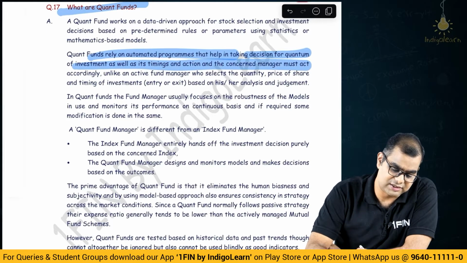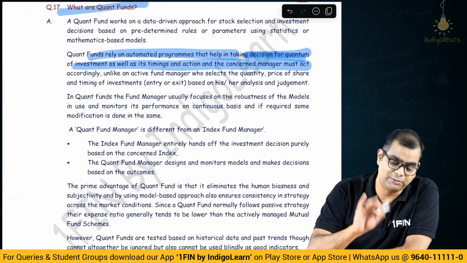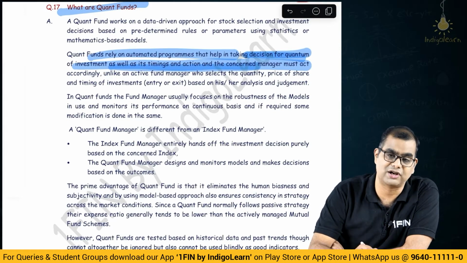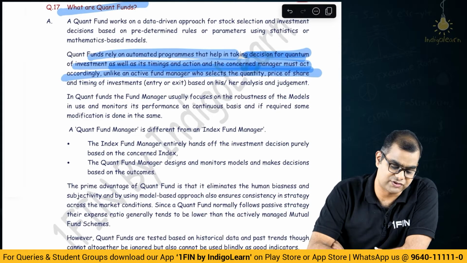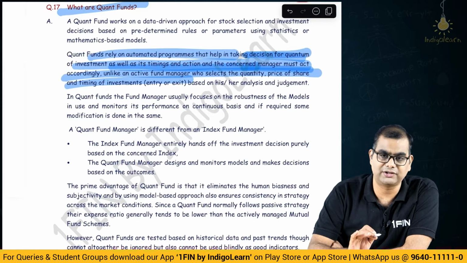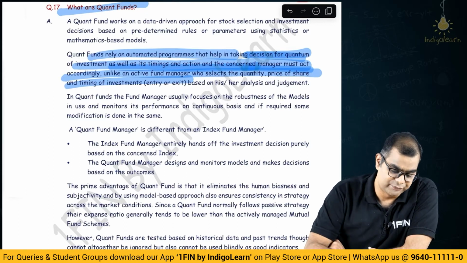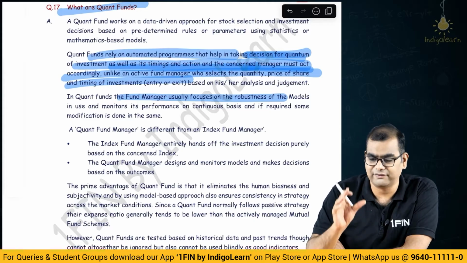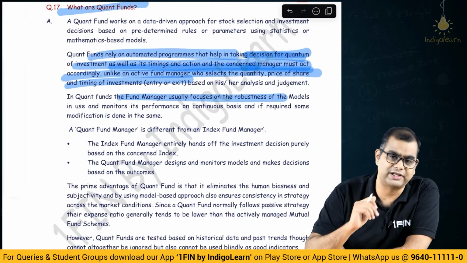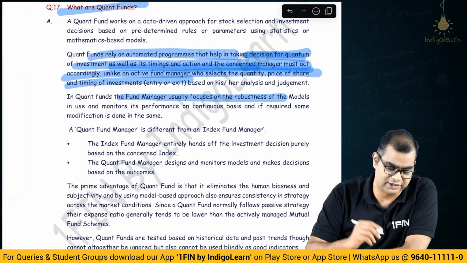The program decides the quantum of investment as well as its timing and action, everything, and the concerned manager must only act accordingly, like an active manager who selects the quantity, price of share, and timing of investment. So, in a quant fund, the program decides. In quant funds, the manager focuses on robustness of the model. The manager is more focused on whether the model is correct, whether the model is tested enough, what happens to the model in unforeseen scenarios, and so on and so forth.